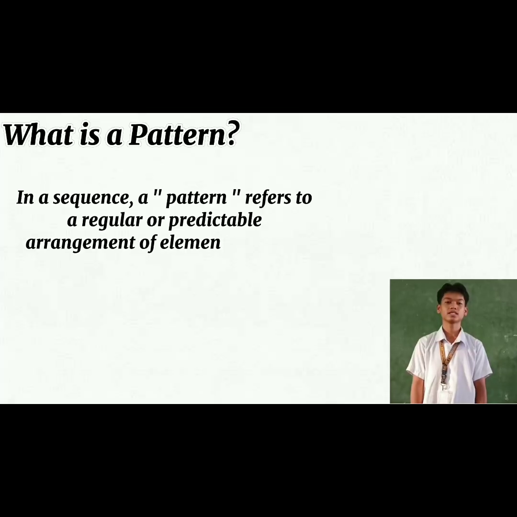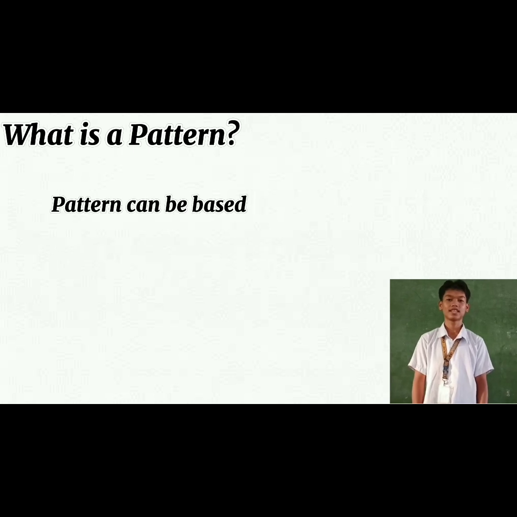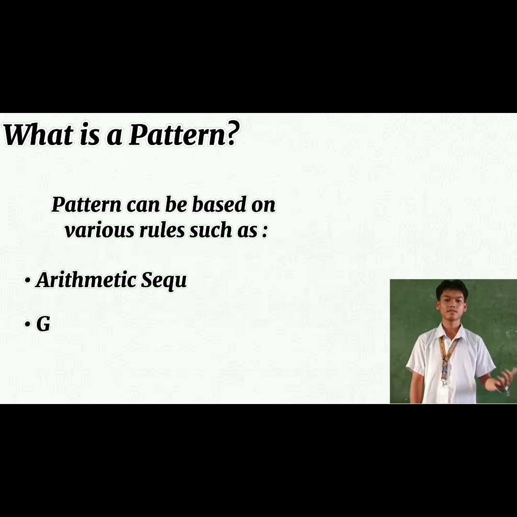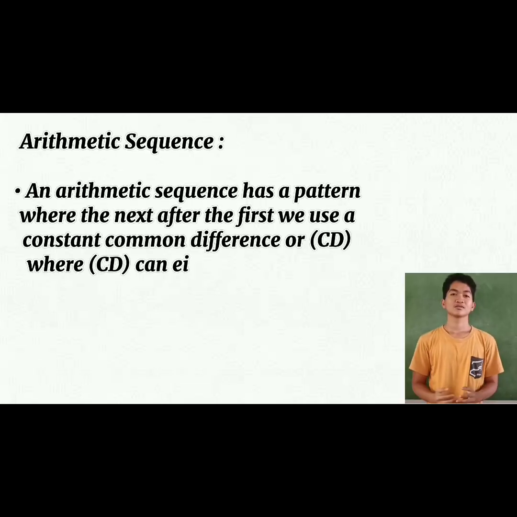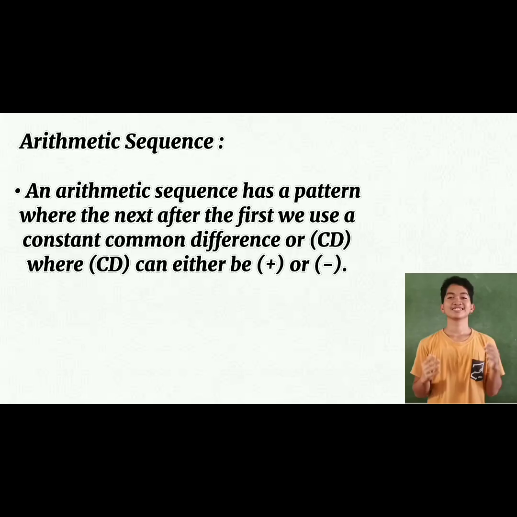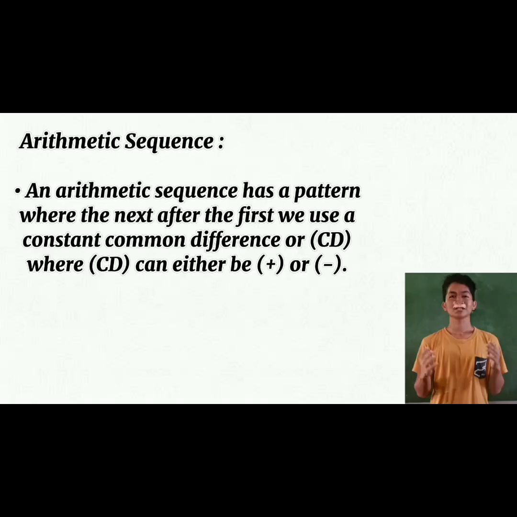A pattern refers to a regular or predictable arrangement of elements, such as numbers, shapes, or colors. Patterns can be based on various rules, such as arithmetic sequence, geometric sequence, and repeating sequence. Arithmetic sequence. An arithmetic sequence is a pattern where the next term after the first is obtained using a constant common difference, where the common difference can only be either adding or subtracting.